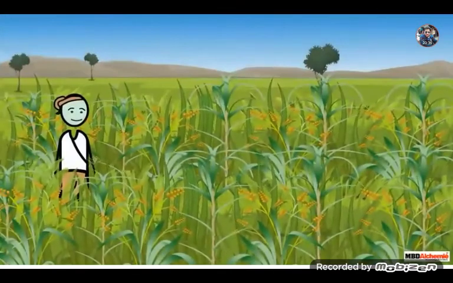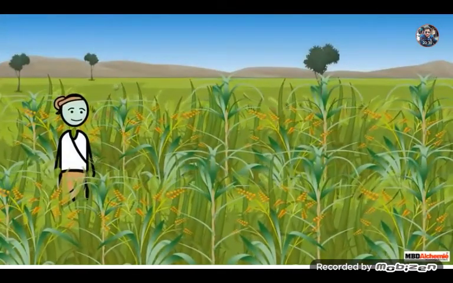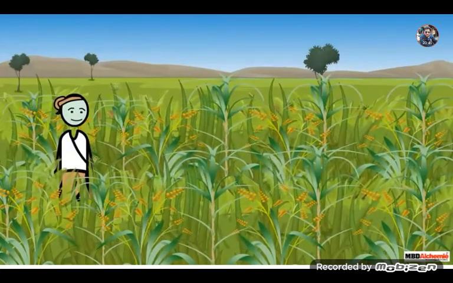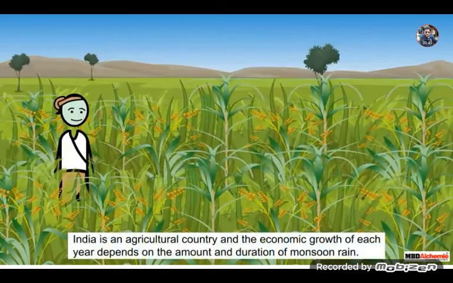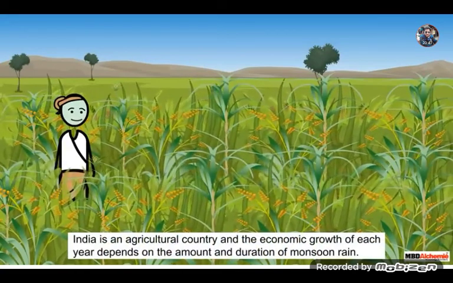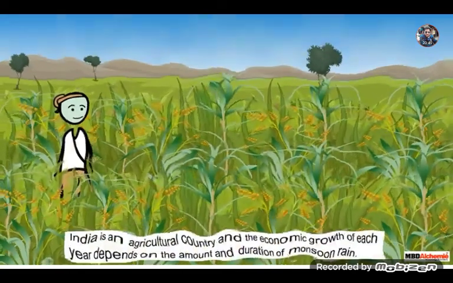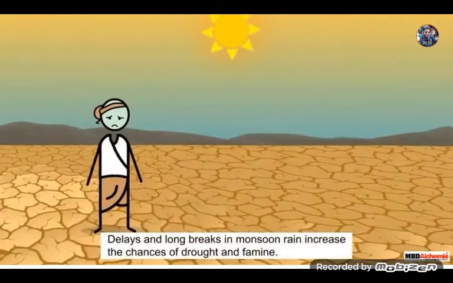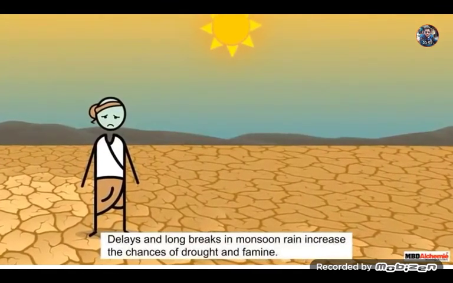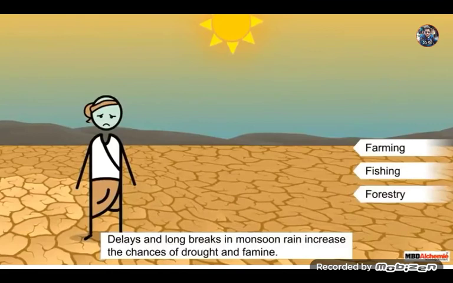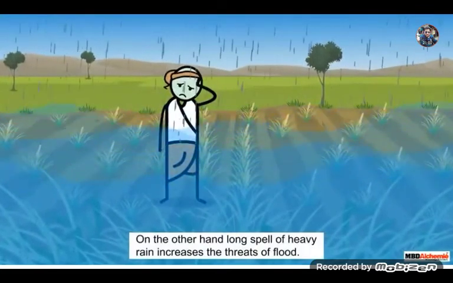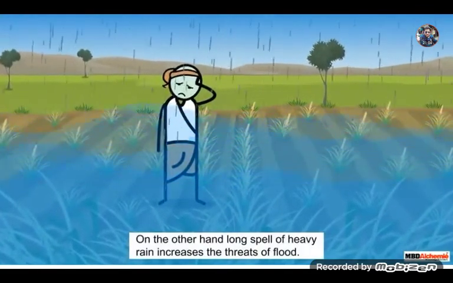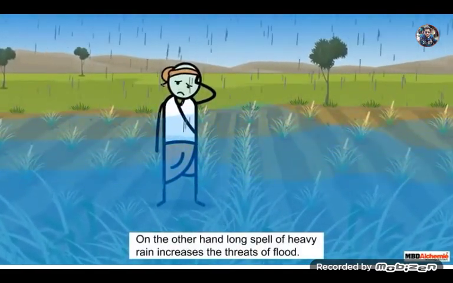The arrival of the monsoon rain in India is the most satisfying and joyous moment for the people of India. This is more because India is an agricultural country and the economic growth of each year depends on the amount and duration of monsoon rain. Delays and long breaks in monsoon rain are dangerous for the basic occupations such as farming, fishing, and forestry. This is because chances of drought and famine increase. On the other hand, a long spell of heavy rain may damage standing crops with the increased threats of flood.